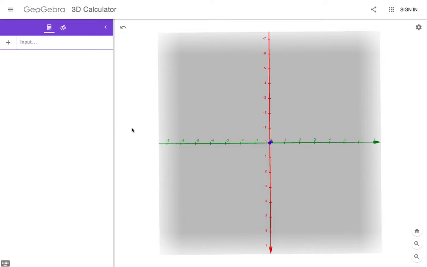Okay, guys, the next topic is vectors in space. And the best way to show you vectors in space is to use a 3D graphing calculator.